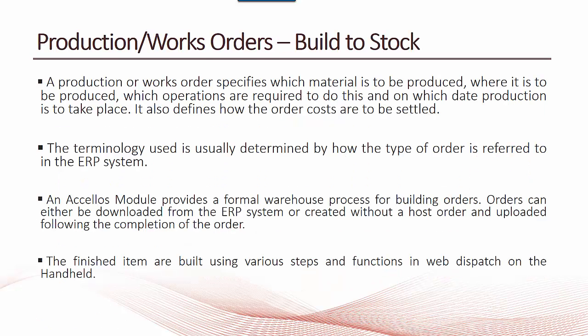A production or works order, where an item is built to stock, specifies which material is to be produced, where it is to be produced, which operations are required to do this, and on which date production is to take place. It also defines how the order costs are to be settled.